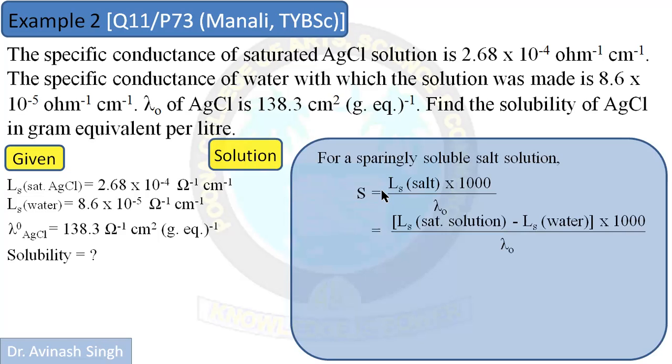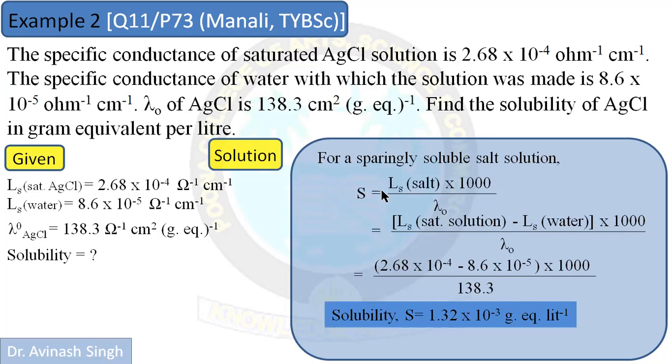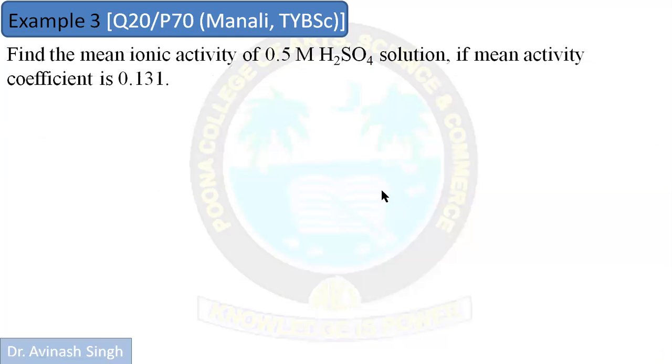So specific conductance of salt can be determined by subtracting specific conductance of water from the specific conductance of saturated solution. So this is 2.68 into 10 raised to minus 4 minus Ls of water, 8.6 into 10 raised to minus 5, into 1000 divided by 138.3, and the solubility is 132 into 10 raised to minus 3 gram equivalent per liter. Let's solve the next question.